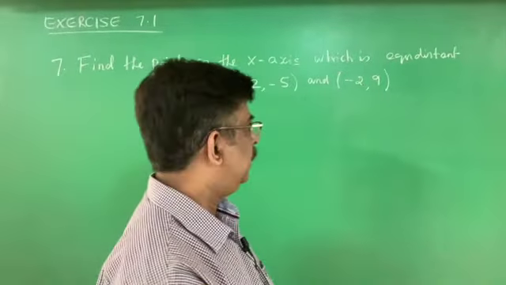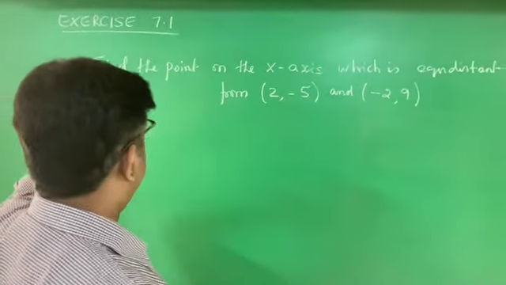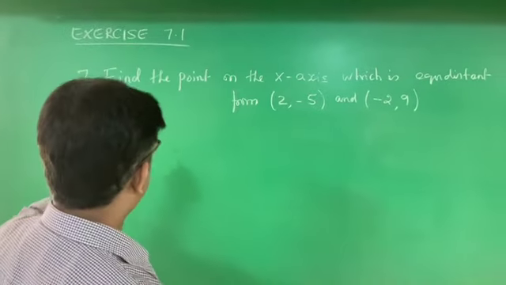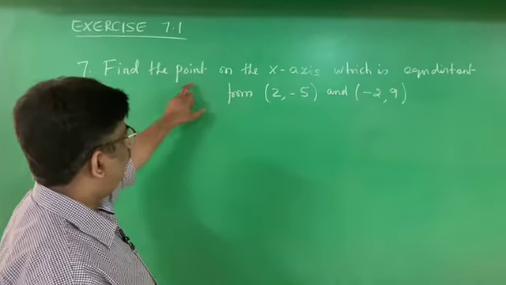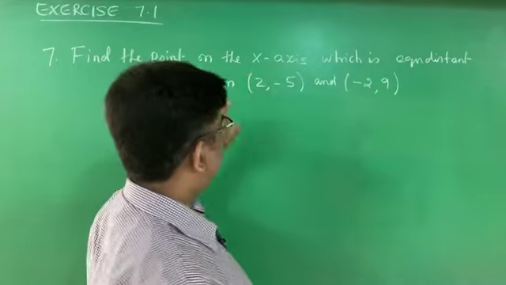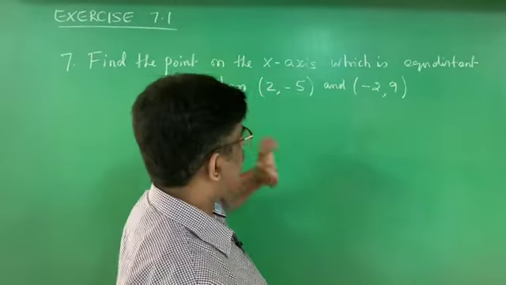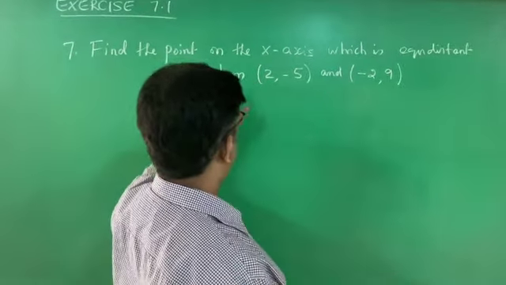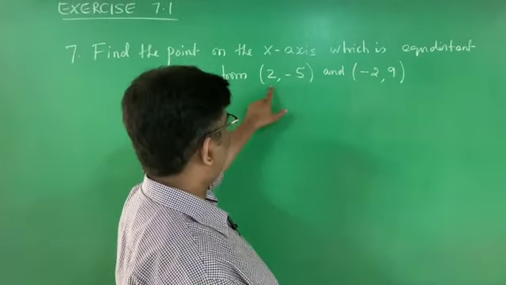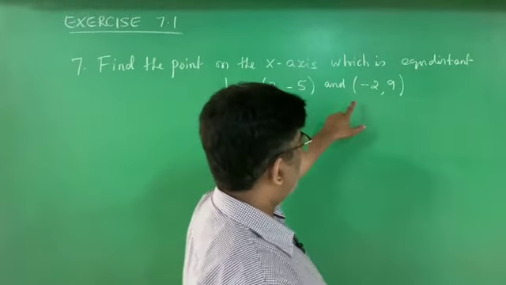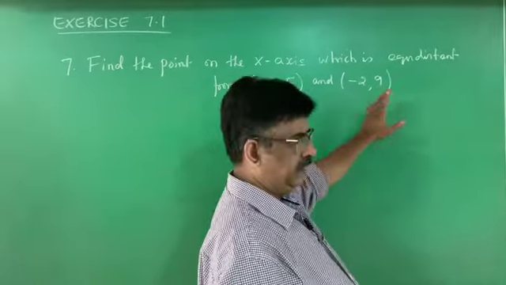Now I am on the 7th problem of exercise 7.1. Find the point on the x-axis which is equidistant from (2, -5) and (-2, 9).